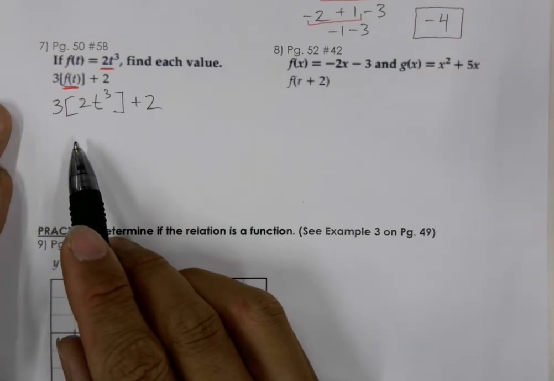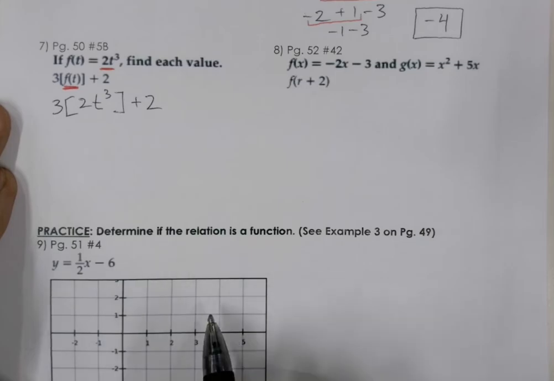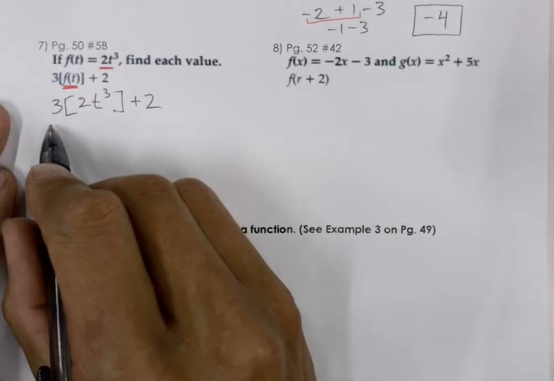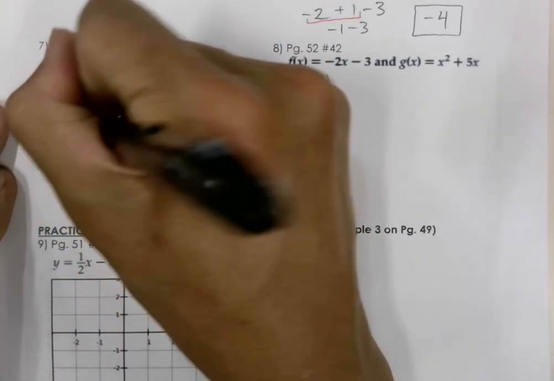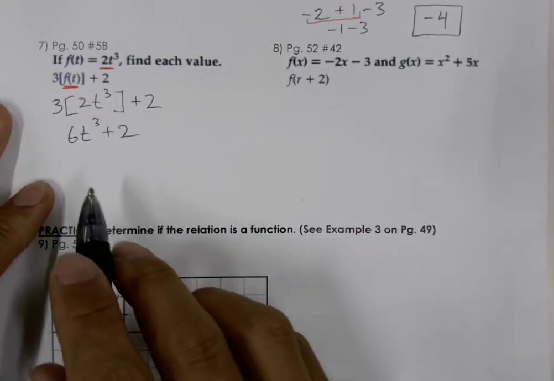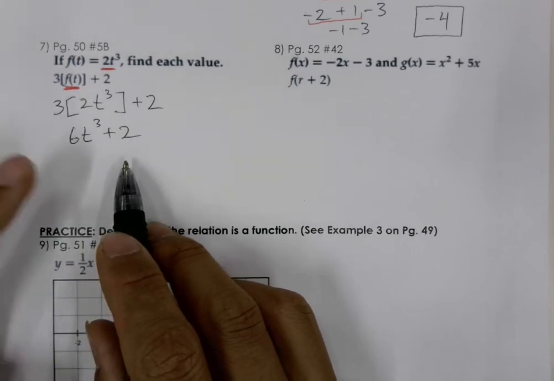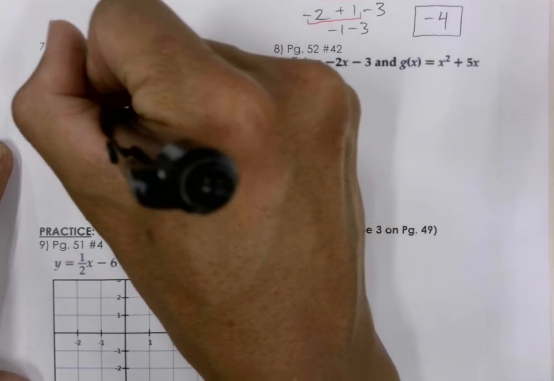Now that we're here, we have a multiplication and we also have an addition. So we'll do the multiplication first. 3 times 2 is 6t to the power of 3 plus 2. Now we cannot simplify this expression anymore, so I'm going to put a box around it as my answer.